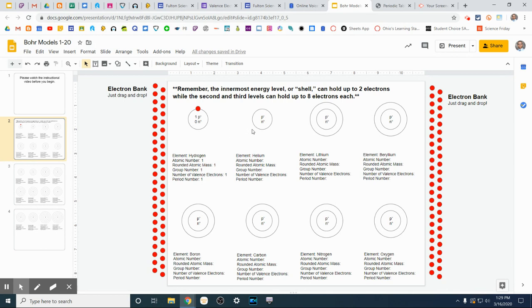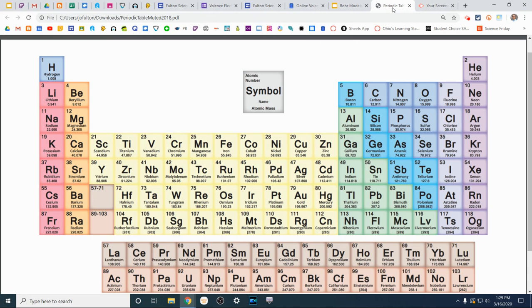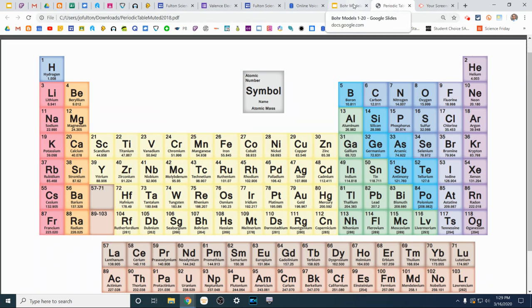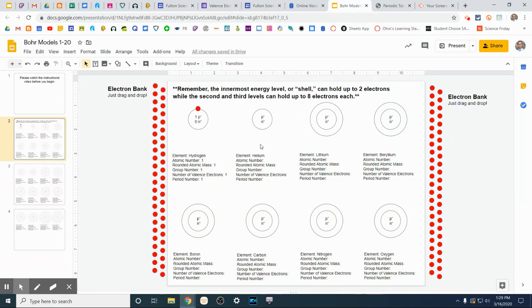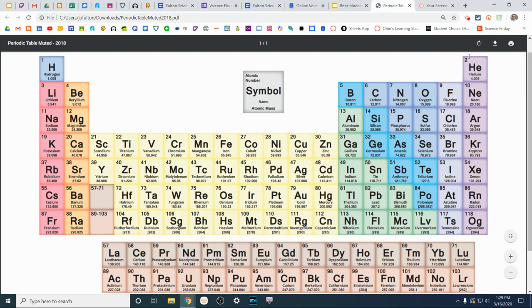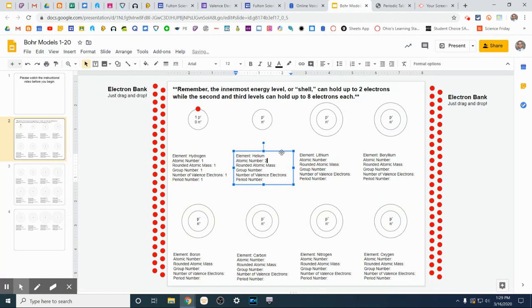So let's do helium. I've ordered these and labeled them for you according to the periodic table, so you're going to need a periodic table to help you complete this exercise. You can find one in the stations if you need it. Helium has an atomic number of, if I look at the periodic table, top left-hand corner, there's my atomic number, 2. And remember, this atomic number tells me how many protons I have. It also tells me how many electrons I have, positive protons and negative electrons.